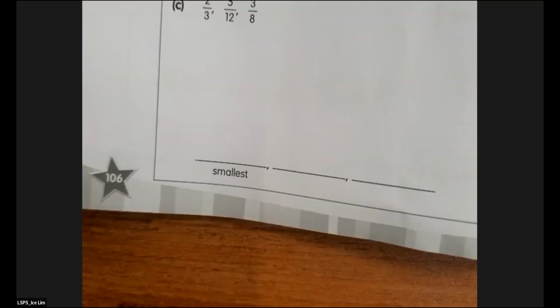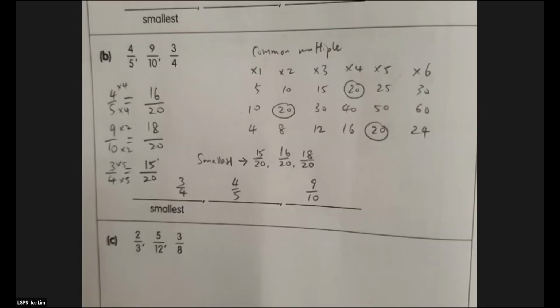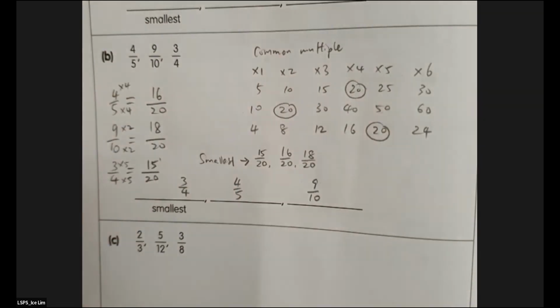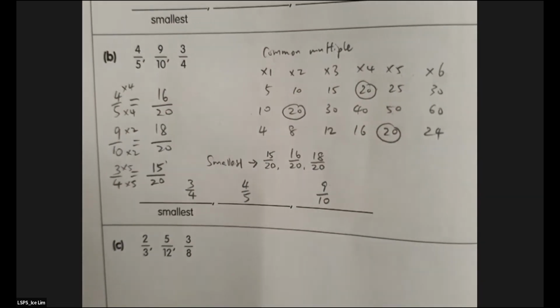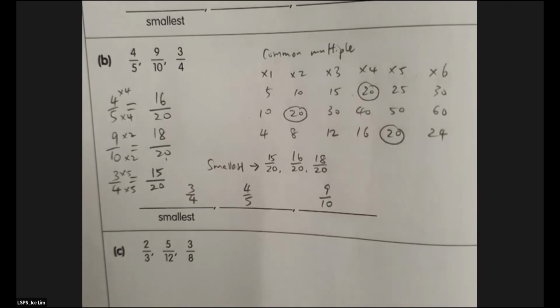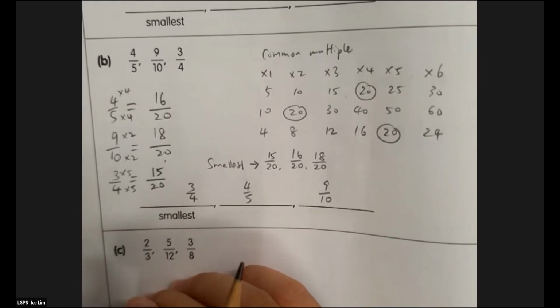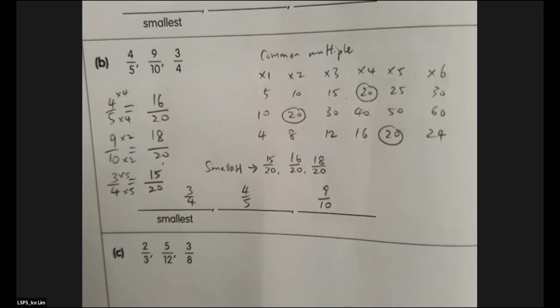Page 106, question number 2. I have 4/5. Is this okay? So can you use this method to solve the other questions as well? Okay, then I move on. C, you're at C, okay. Do you want me to go through C? Or try another question or the next page?